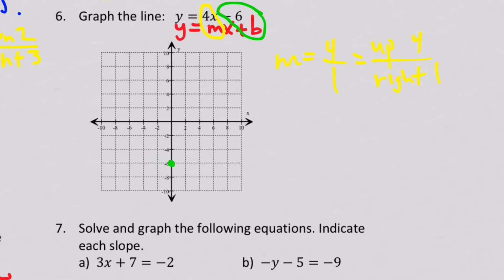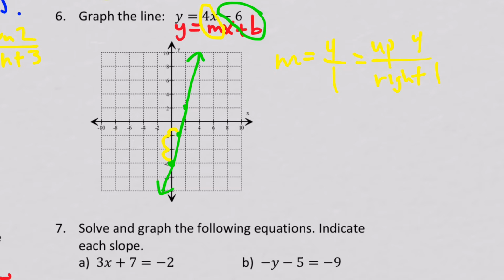So if I apply that then, what I get is I'm going to go up 4, 2, 4. And then I'm going to run across just once, which is halfway here. So that gives me a second point right there. And in fact, if you want to do it again, just so you see the pattern one more time, it's up 4, so it's going to be up 2, 4, and then right once, which is right there. So we'll put a point there for you. So it's right here. And then I can just draw my line.